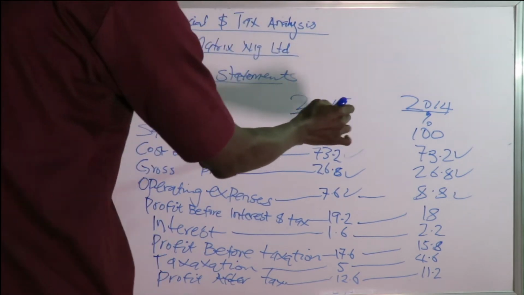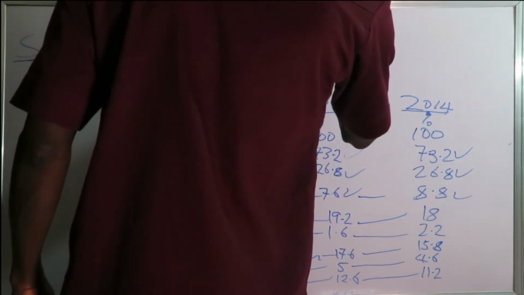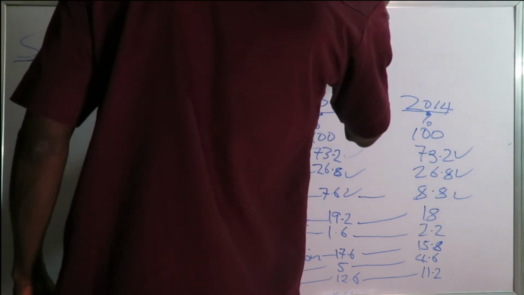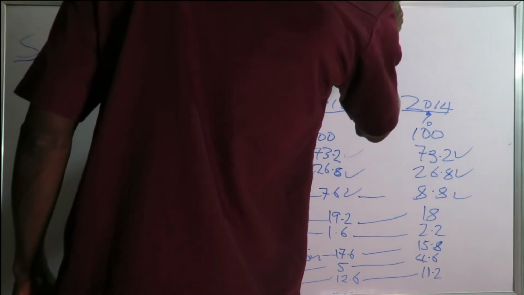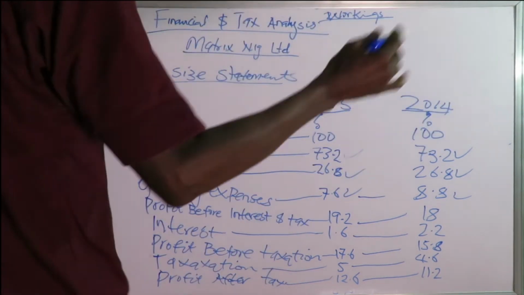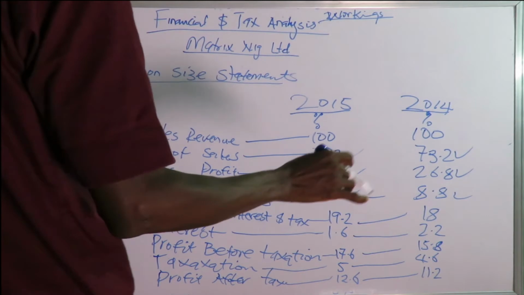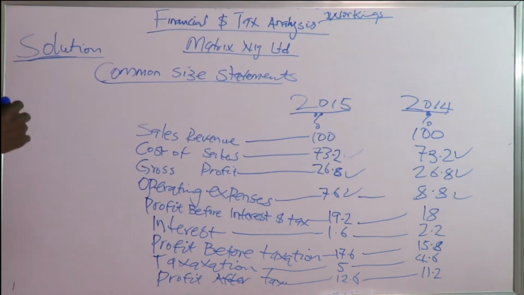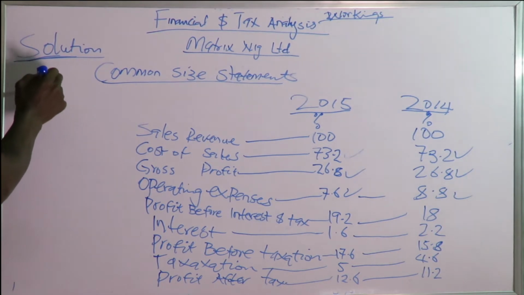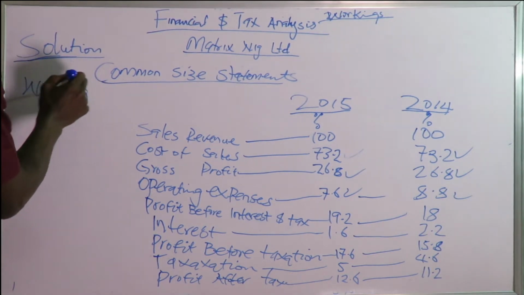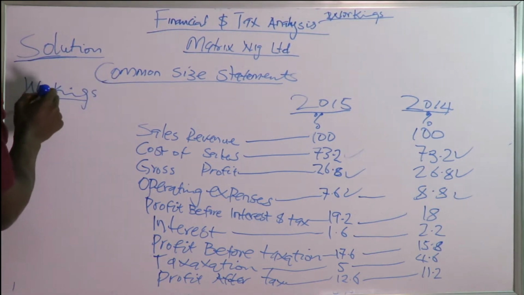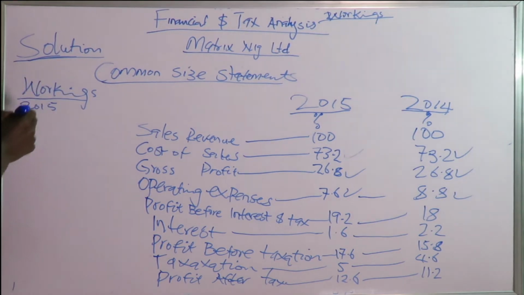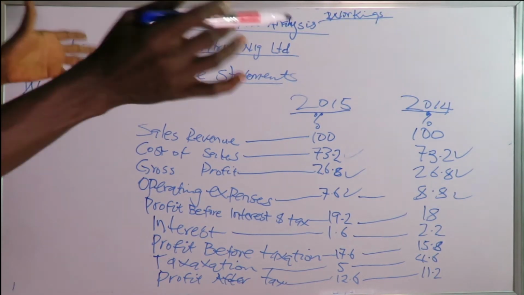So how do we calculate for this in 2015? This is the workings. Let me just say workings, because in the exams, you need to have your workings somewhere, maybe a particular place, but don't let it litter your work. Let me bring it here to be clearer. Workings for 2015. So now the revenue for 2015, how much is the figure for the revenue?